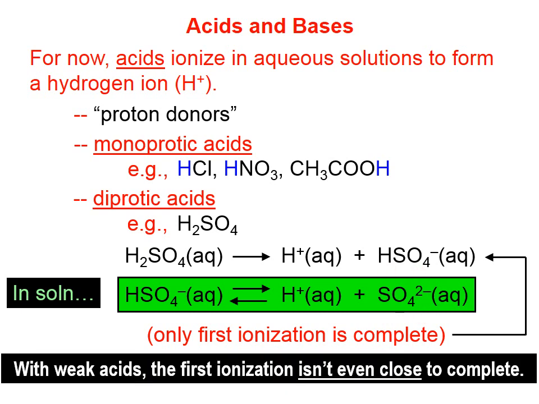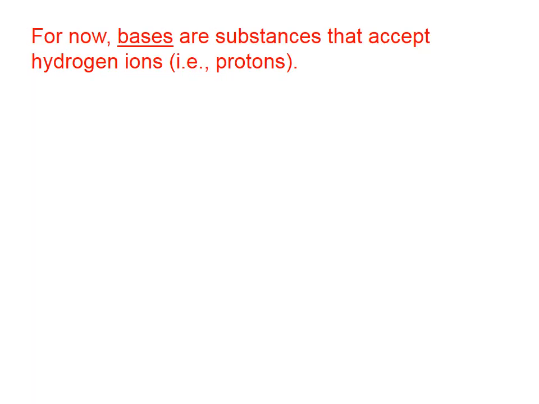And with weak acids, of course sulfuric is a strong acid, with weak acids, the first ionization isn't even close to complete. Whenever you have a weak acid, of those H's, a very, very tiny fraction will pop off, we might say, and ionize. For now, bases are substances that accept hydrogen ions, that is, they accept protons.